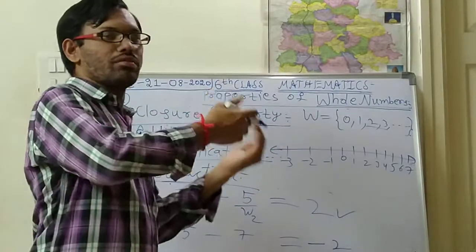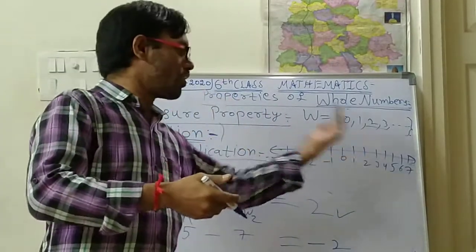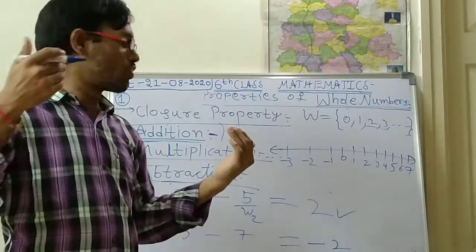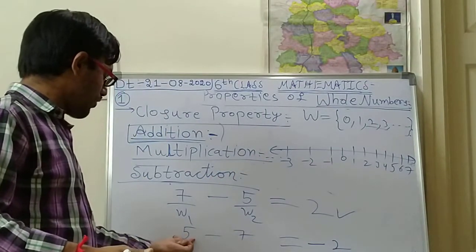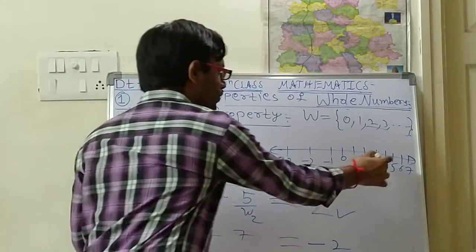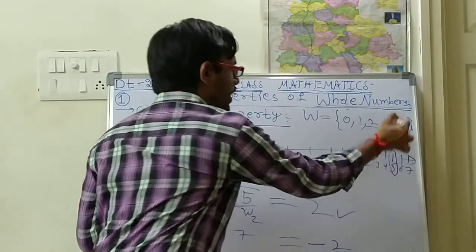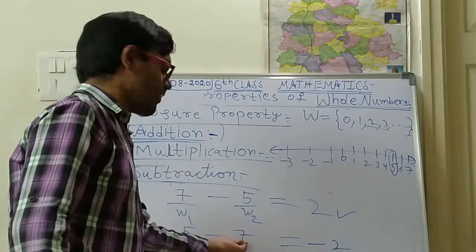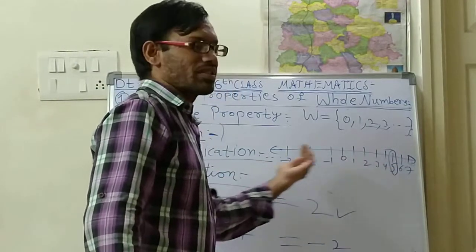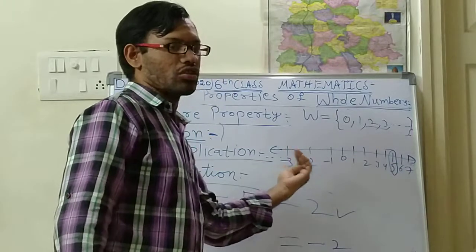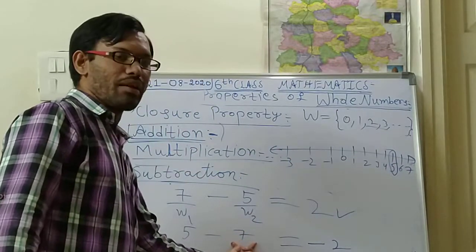Subtraction means you should go towards the left side. How many steps? 7 steps, from 5. So what is the first number? 5. Where is the 5 here? Plus 5 is here. So for 5 minus 7, minus is there, so you should move towards the back side, towards the left side. So this is the number of steps.